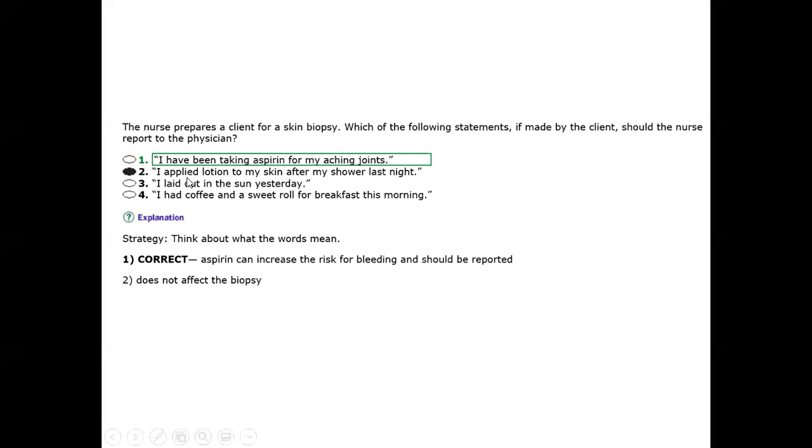Number 2, I applied lotion. Does not matter, you can clean it. I lay down in the sun yesterday. Does not make any sense, not related to this. I had coffee and a sweet roll for breakfast this morning. It also does not impair. So aspirin can increase the risk for bleeding and should be reported, because we need to stop the aspirin at least 2 to 3 days before the skin biopsy, or sometimes at least 1 week before going for any kind of surgical operation.